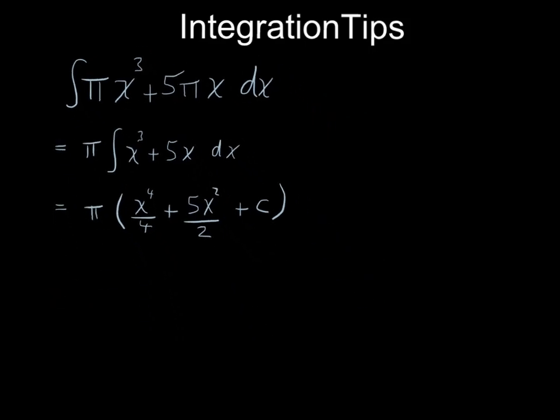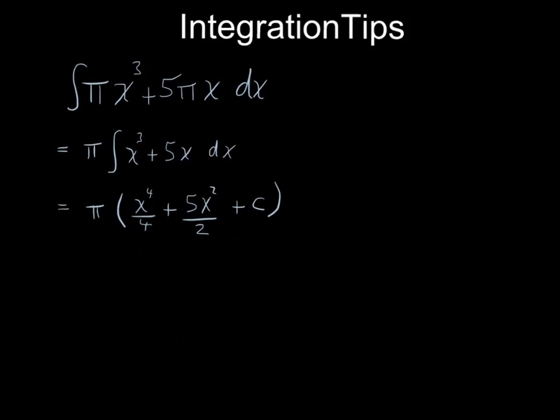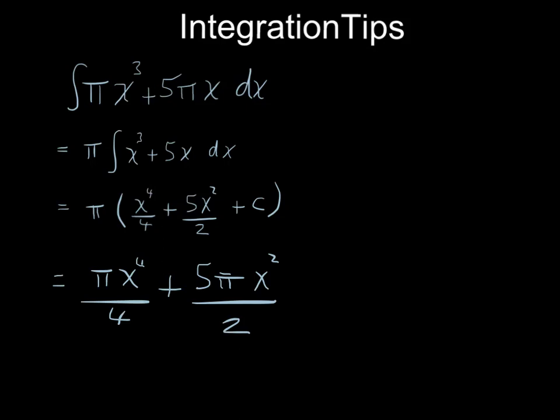Which expands out to give a final answer of pi x to the 4 over 4 plus 5 pi x squared over 2, and I could say plus pi c, but pi c is a little bit messy, so I'm just going to say plus some constant d and use a new letter, and that would be the final answer. I hope that's helped you understand our original rule of how to integrate a function times a constant.